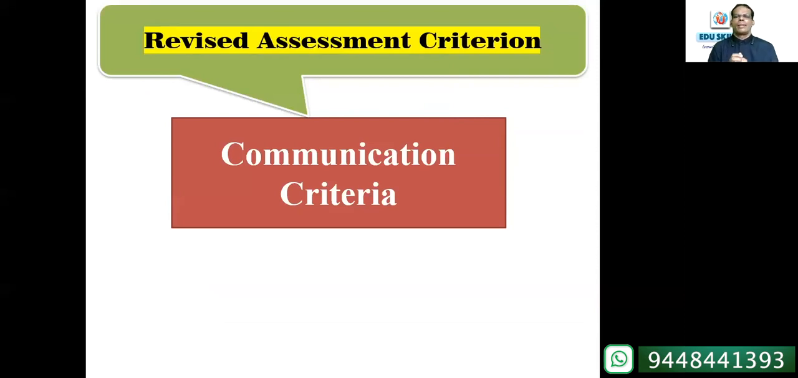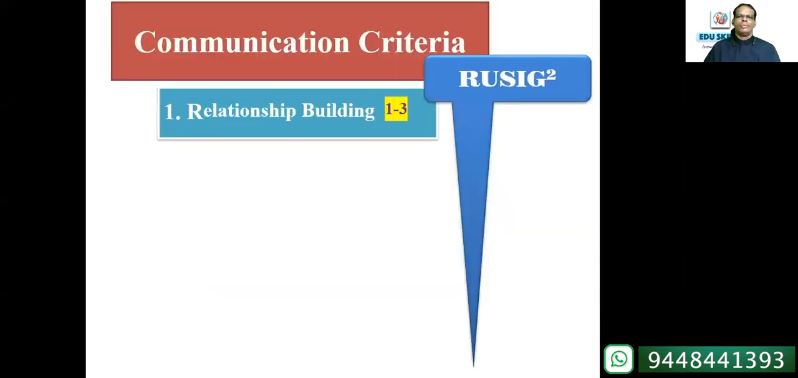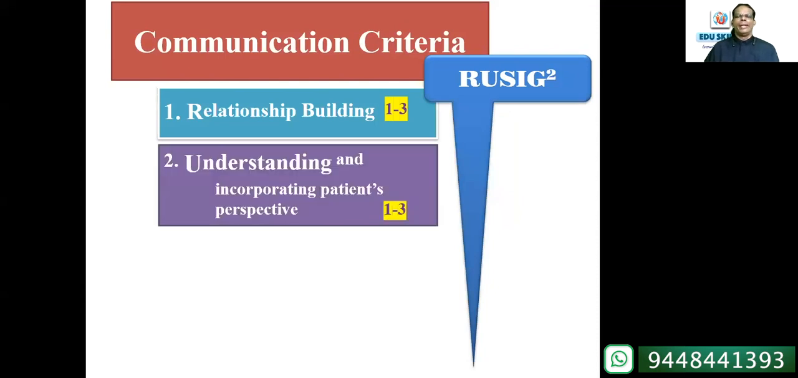The next aspect is communication criteria, or you can call it clinical communication criteria. I call it RUSIC, the acronym that I use. And the first aspect is relationship building. All these aspects will be scored from 1 to 3 or 0 to 3. The highest score will be 3. And your score will be allotted to each segment of this. They're not giving it in bulk, saying okay, she has done well, we'll give this score. No, they'll be grading you on each of these aspects.